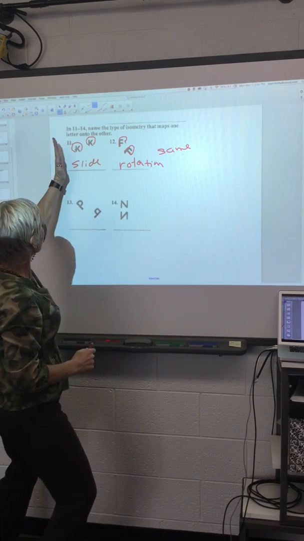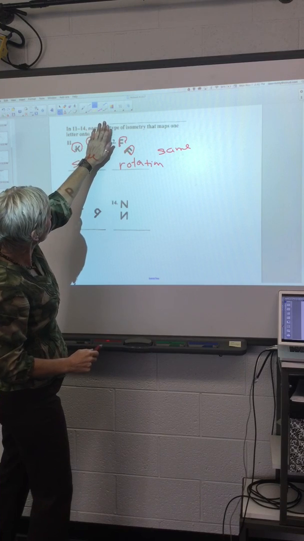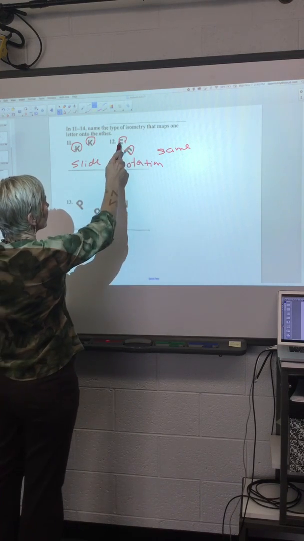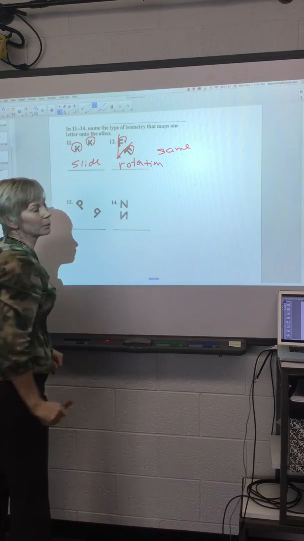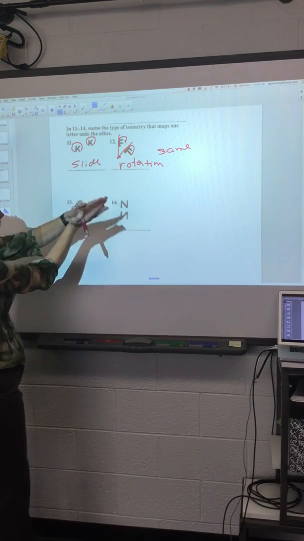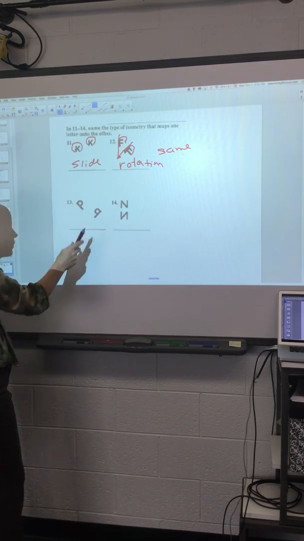Alright, this was a slide, we push it. This one we would take the F and we rotated it around some point back here. There would be kind of our intersecting line, so we rotated it around that intersection.